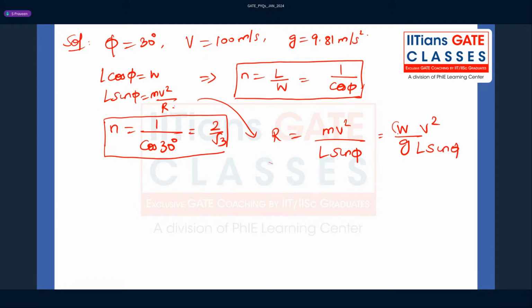L by W is what we found out now, which is basically 2 by root 3. So this would become root 3 by 2 times V square, which is 100 square, divided by g, which is 9.81, times sine 30, which is 1 by 2. So 2 gets cancelled. If you solve this, you will get around 1.76 kilometers.